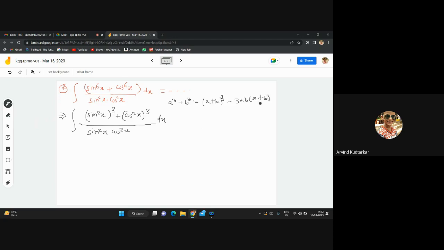thrice ab into a plus b. So a cube plus b cube is nothing but (a plus b) cube minus thrice ab into a plus b, or it is also written in another form as a plus b into (a square minus ab plus b square). Yes. So use here that same expansion. We will have to use it in this expansion. Then how can we expand this?